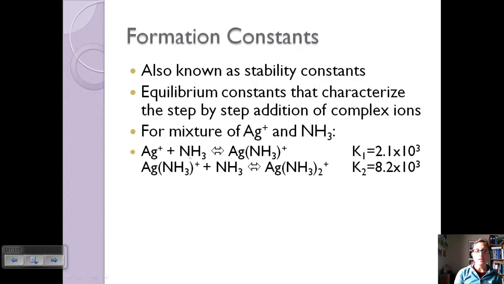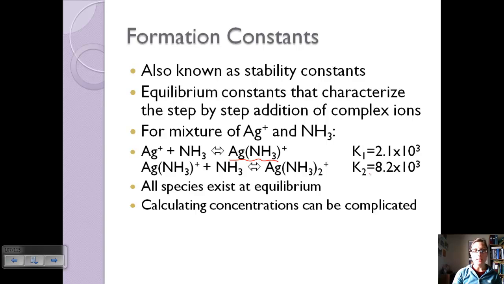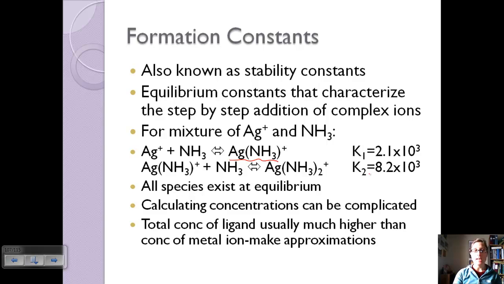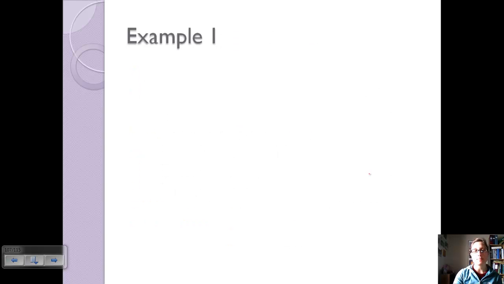Okay? So then we can take that product and make it our reactant, add another ligand, and maybe it becomes Ag(NH3)2+, and our K2 value is 8.2 times 10 to the positive 3. Or sorry, positive 3. So I used to say negative. So in this case, all species will exist at equilibrium, and sometimes calculating the concentrations of all of our species can be complicated. And so the total concentration of the ligand, which in this case would be NH3, is usually much higher than the concentration of the metal ion, and so we can make some approximations to calculate concentrations. Kind of like how we assumed that the X value was always so small. It's kind of the same thing.